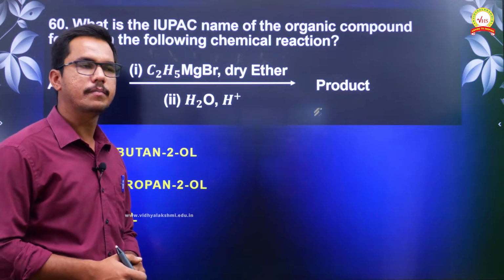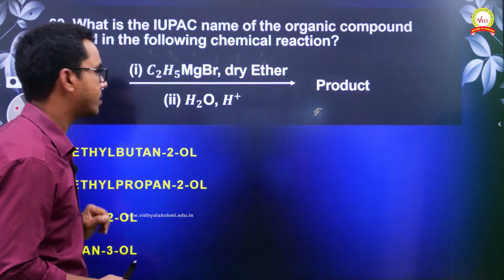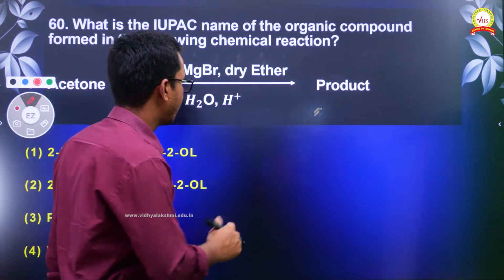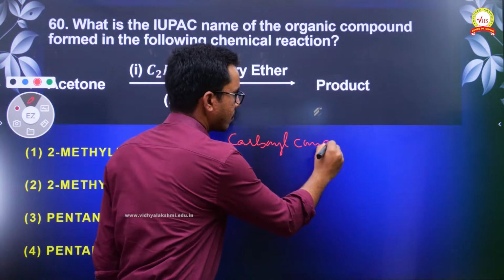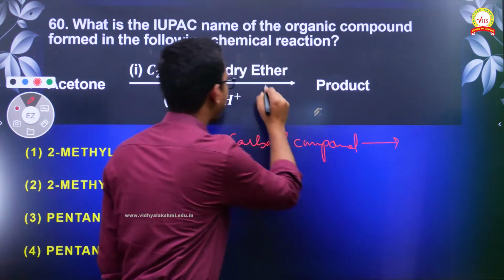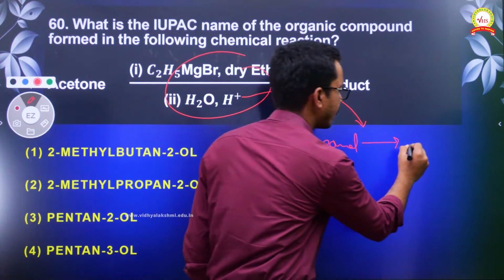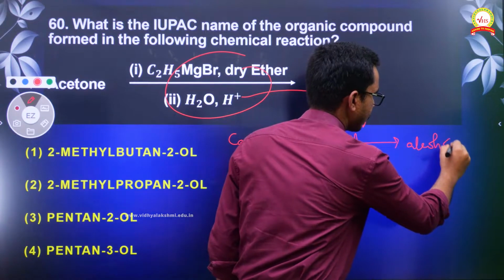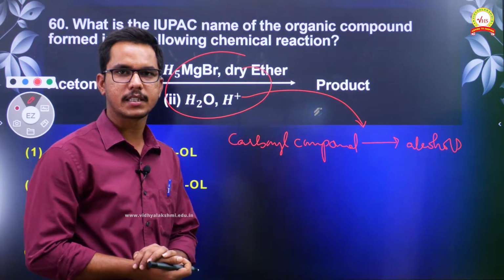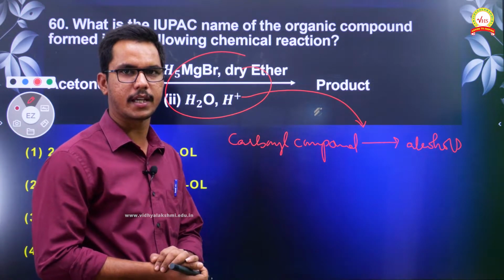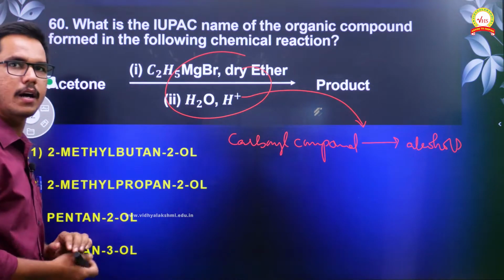Before that, acetone has been given as a reactant right here, right? Acetone is a carbonyl compound. If you take any carbonyl compound with this reagent, they'll give the respective alcohols, okay? If you take formaldehyde, they'll give the primary alcohols. If you take aldehydes, they'll give the secondary alcohols. If you take ketones, they'll give tertiary alcohols.